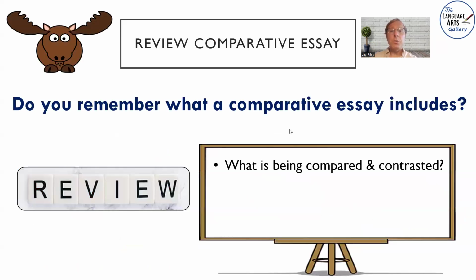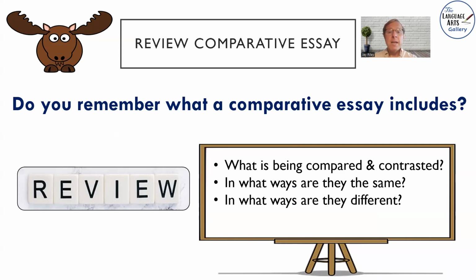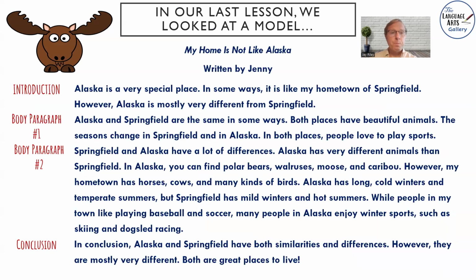So it should include what we're comparing and contrasting, in what ways they're the same, that's going to make up one body paragraph, and in what ways the two things are different, that's going to make up our second body paragraph. And we want to give details and examples to support whether we believe that Alaska is more similar to our hometown or more different from our hometown.